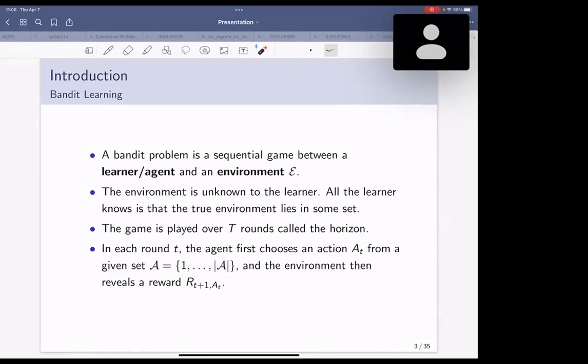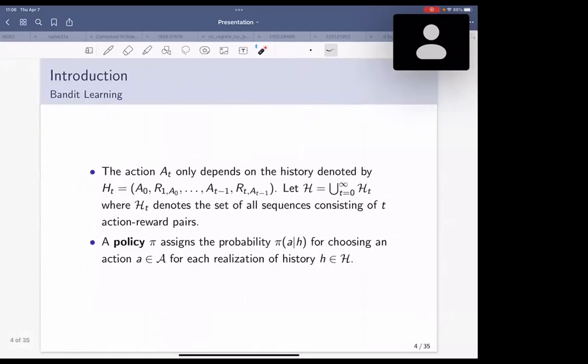When the agent chooses and plays its action, the environment at the beginning of the next round reveals some reward to the agent based on the action the agent has taken so far. Obviously, the agent doesn't have any information about the future. So the actions only depend on the history, which we denote by a sequence of pairs of actions and rewards, and we show it by H_t. The set H here is just a union of all the possible histories that can happen in the environment.